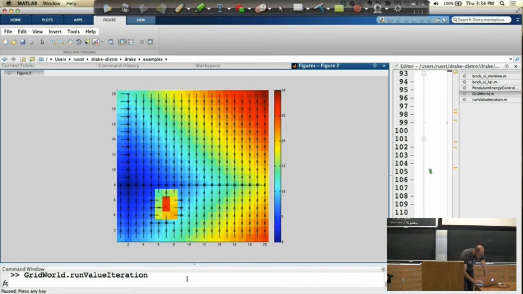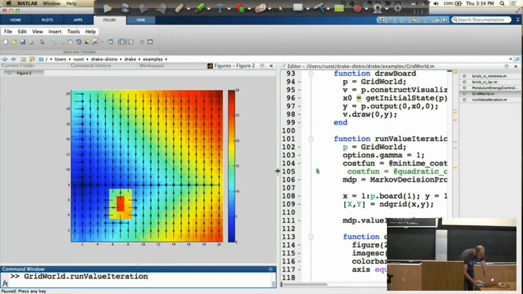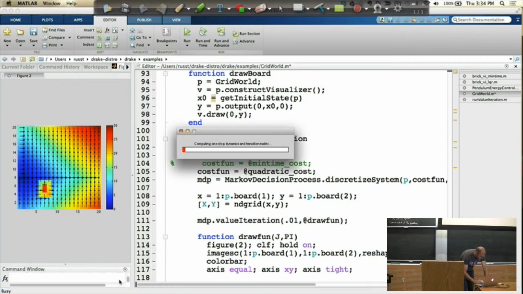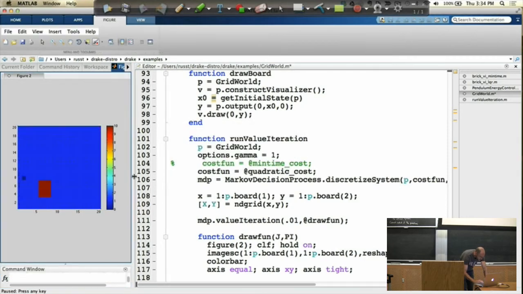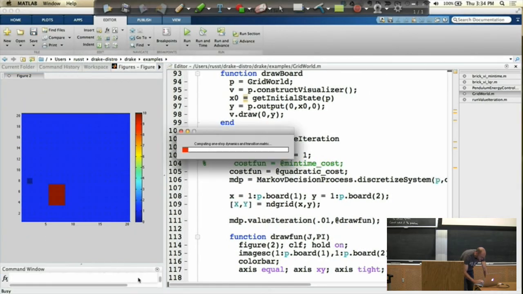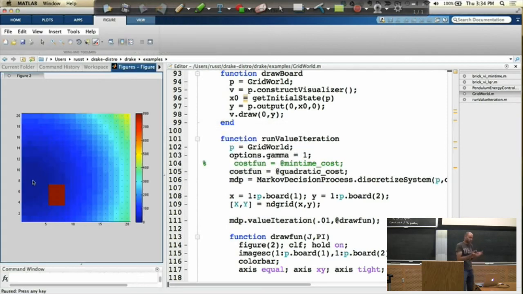Okay, and then the other thing to understand is, that was a minimum time problem, but you could easily do some other cost function. I'm sorry, I forgot to save. What if I instead just said my cost is this quadratic cost? So I'll give you 0 cost if you're at the goal, and as long as you're close to the goal, the closer you are to the goal, the less cost I'll give you.